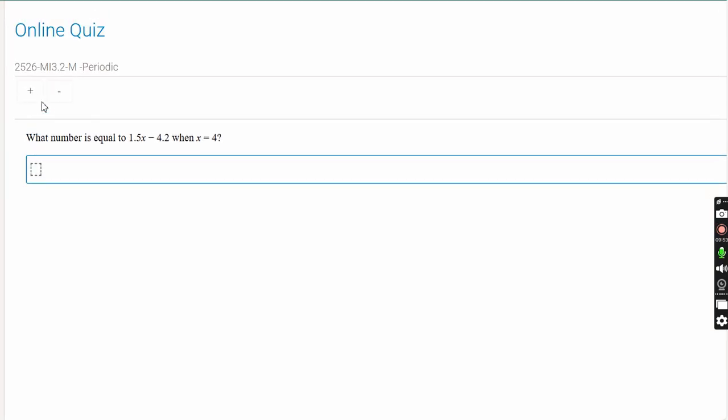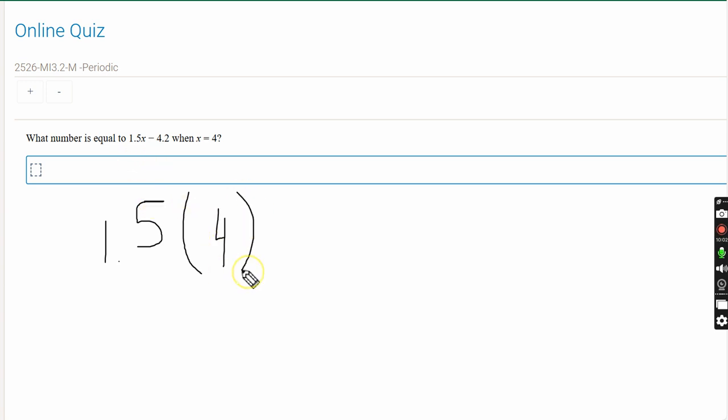Okay, so another question here is negative 1.5 times 4, and then minus 4.2. Again, two things we have to do here: first multiplication and then subtraction. But remember here, they're both the same sign.